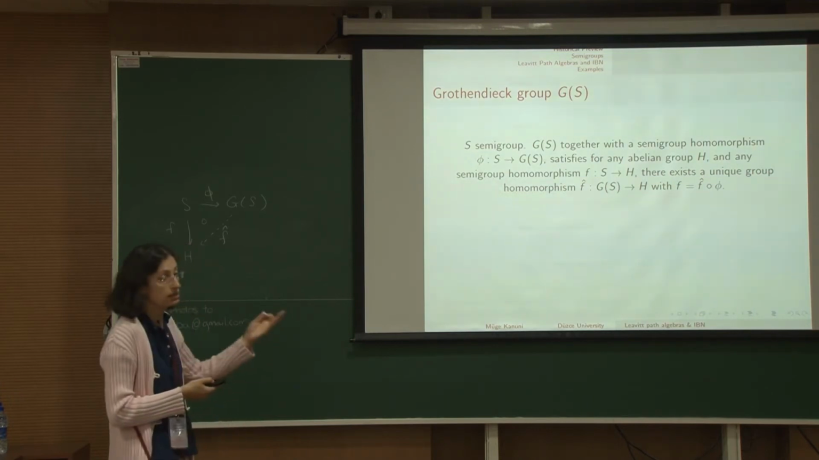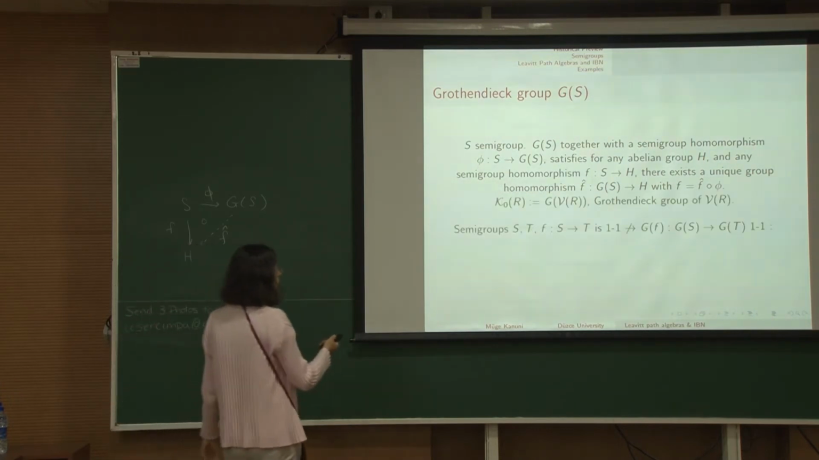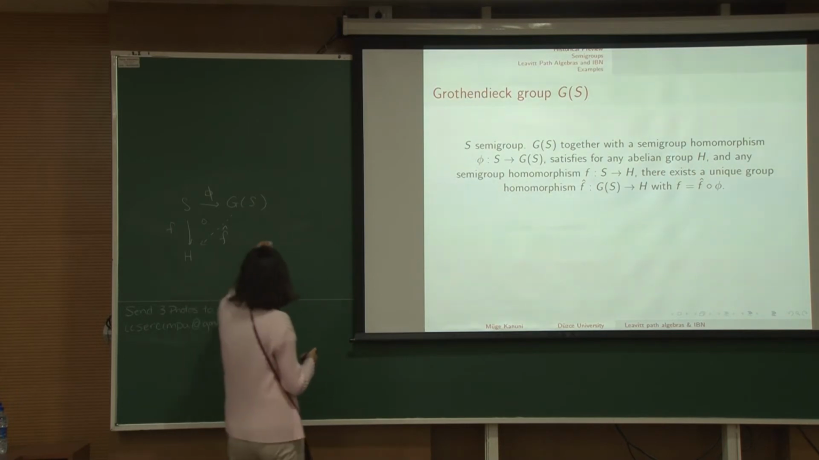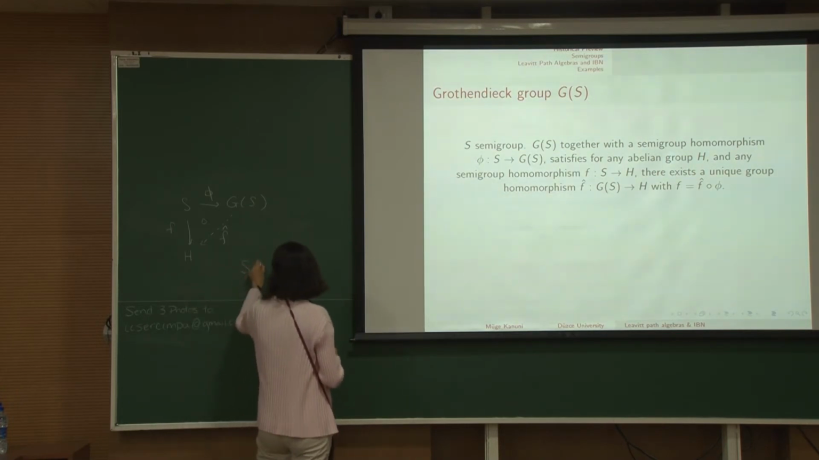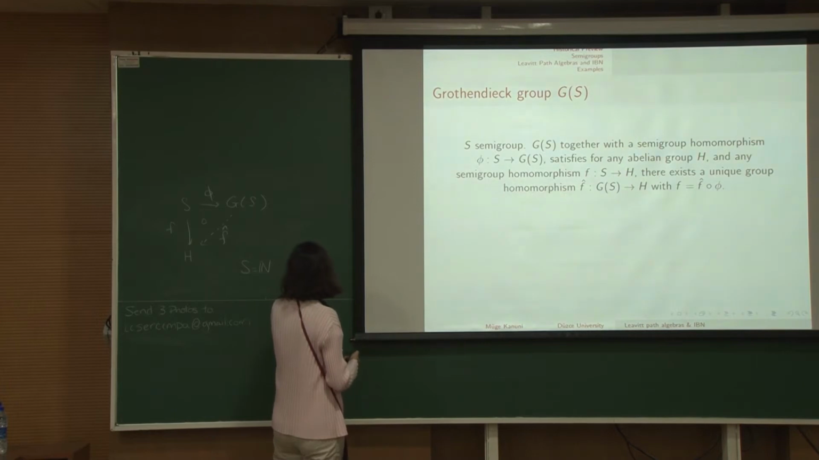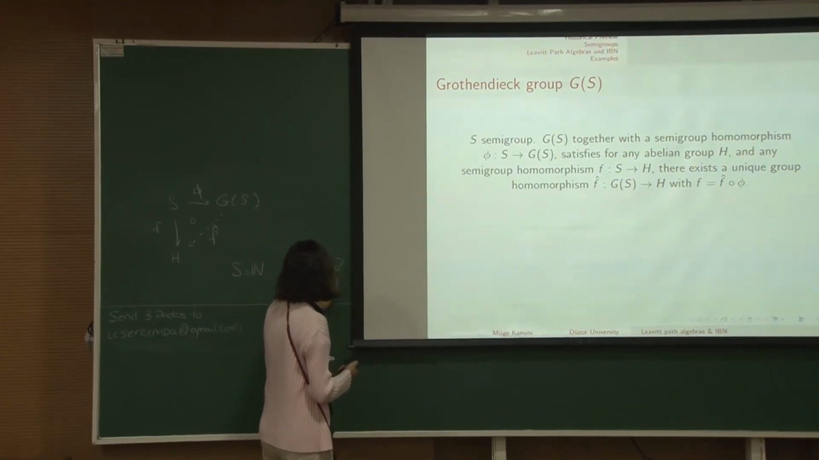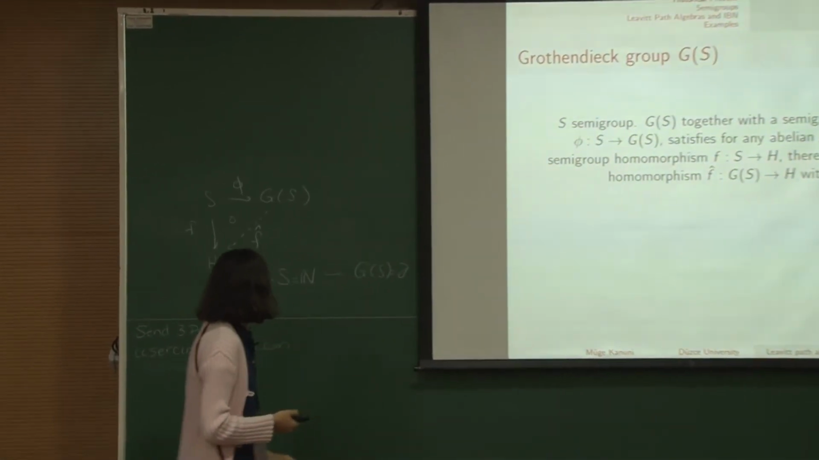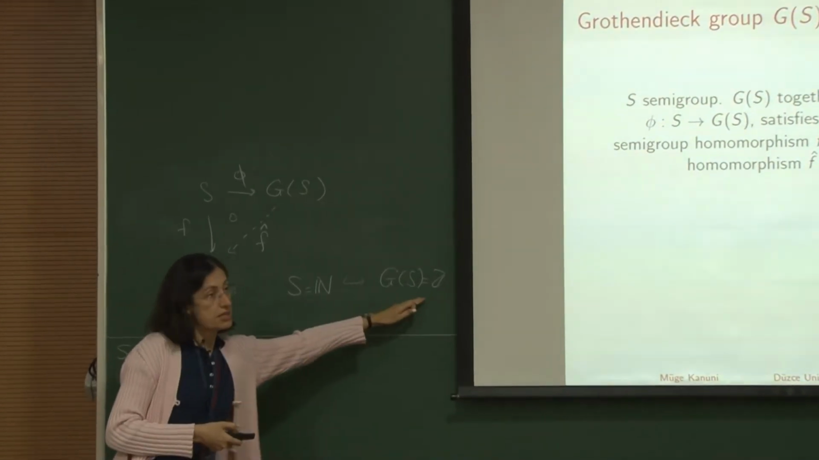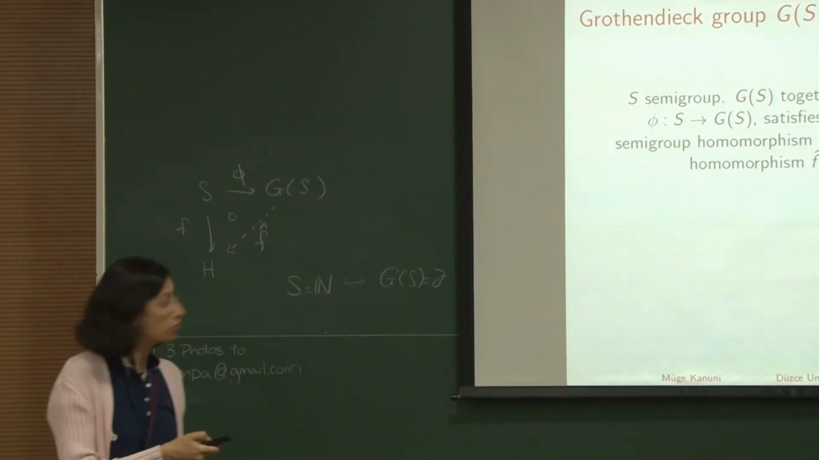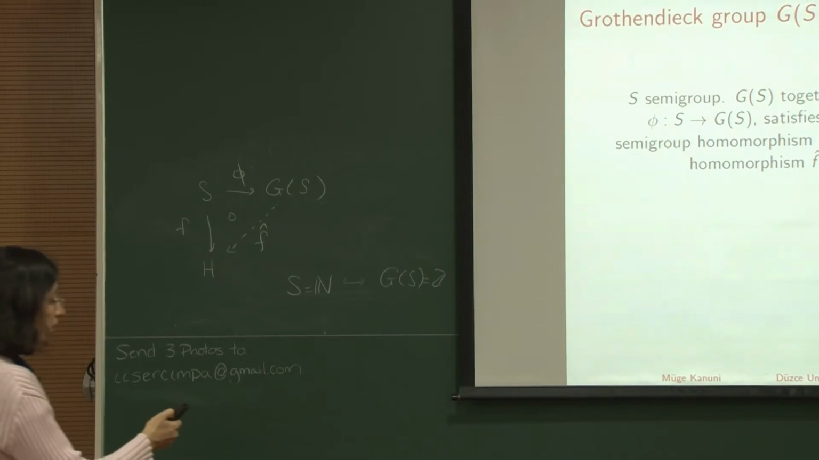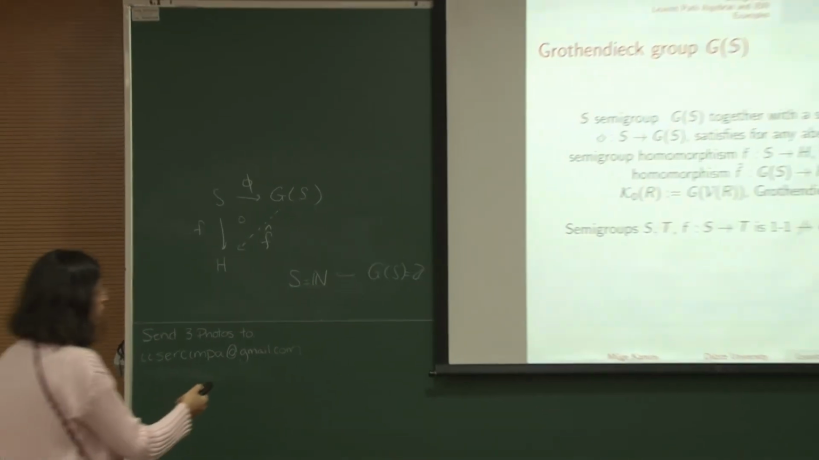This is exactly how we embed, if you take the natural numbers, the Grothendieck group of the natural numbers is the integers. How we construct Z out of that is exactly the same. So this is the general case. Now, this is a special name.